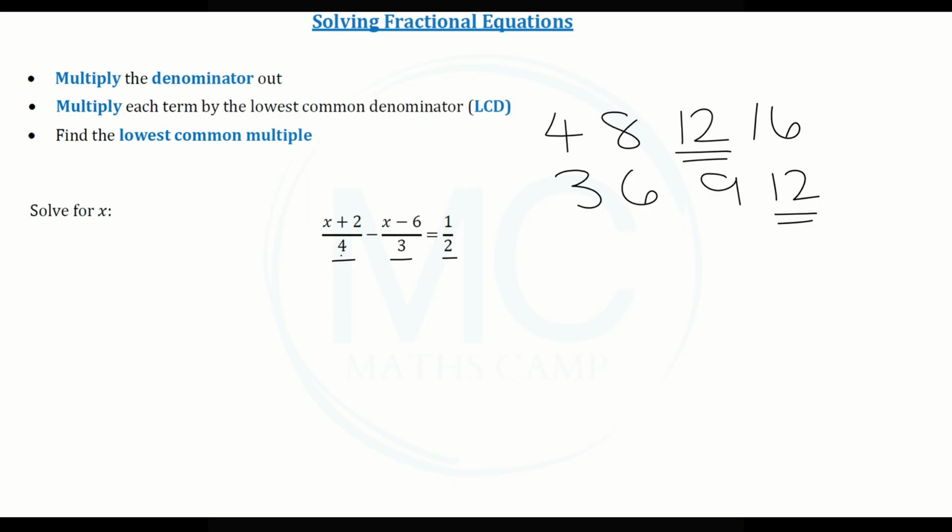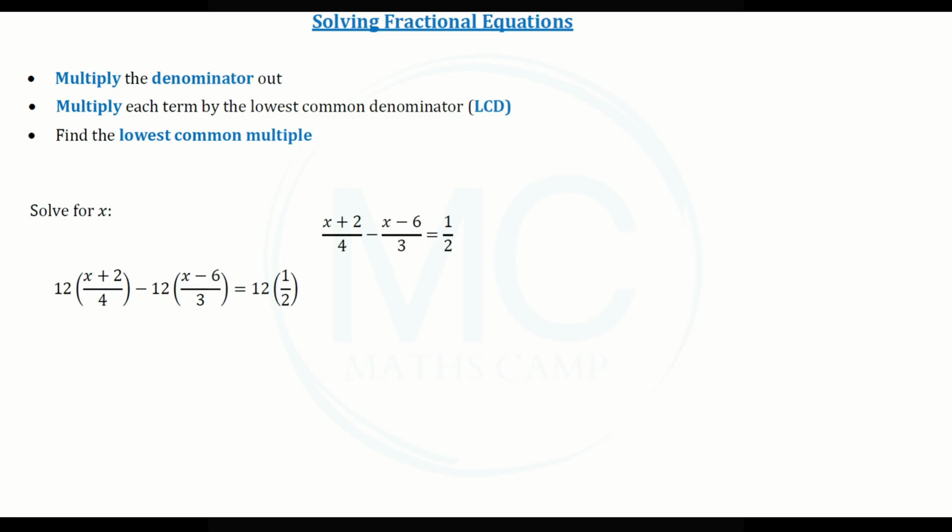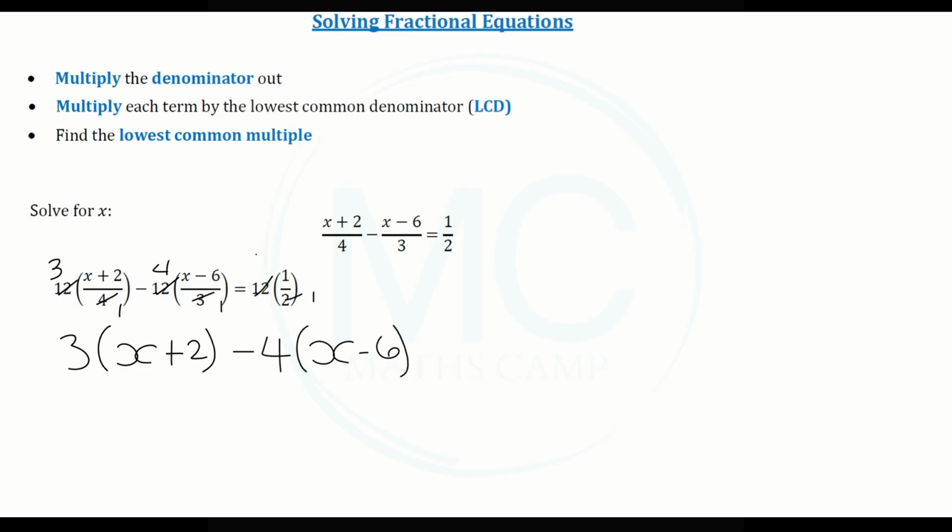So let's multiply each term by 12. And now we can cancel. 4 divided by 4 is 1. 12 divided by 4 is 3. So now we have 3 multiplied by the bracket x plus 2. 3 divided by 3 is 1. 12 divided by 3 is 4. And we get minus 4 multiplied by x minus 6. 2 divided by 2 is 1. 12 divided by 2 is 6. And we get 6 multiplied by 1, which is simply 6.